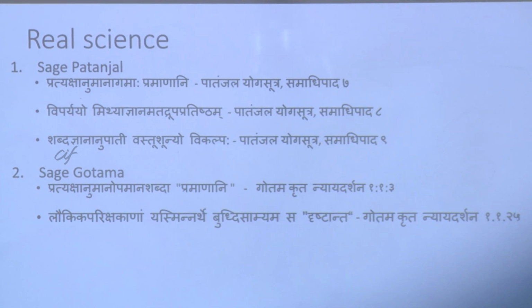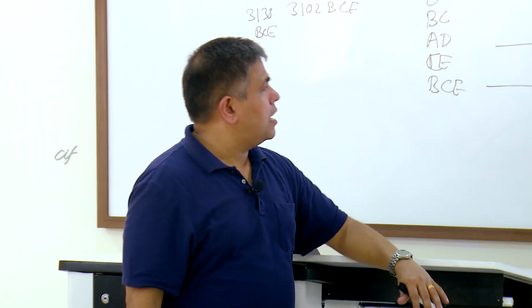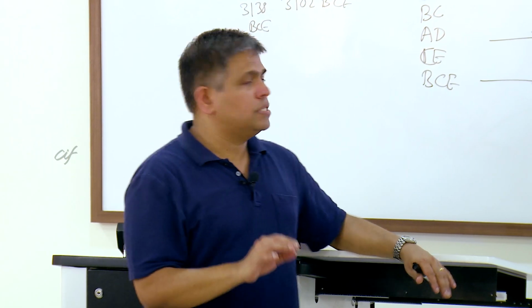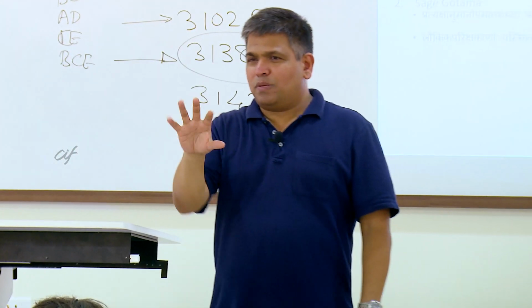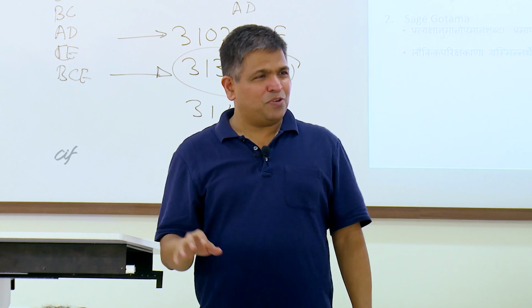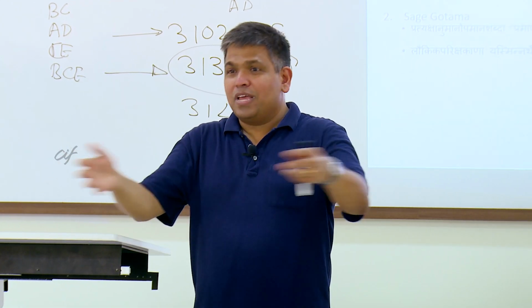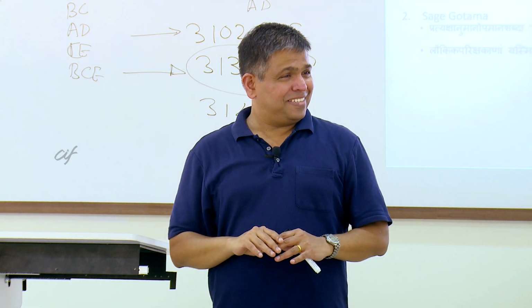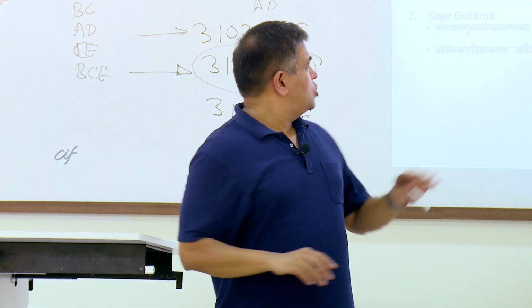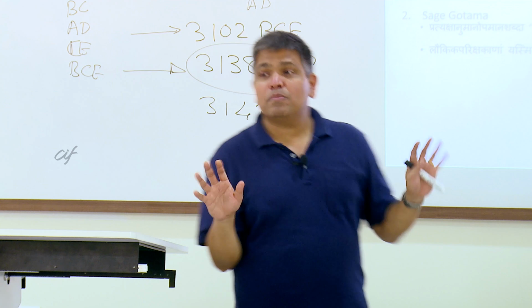Drishtanta is a very, very important, the allegory. Okay. What is the definition? Laukika parikshakanam yasmin arthe buddhi samyam sadrishtanta. We talk of, sometimes a tough subject is not understood. What do we do? We give a simple example. If I say vada pav, vada is not there, everyone understands. That is a drishtanta, in a way. So, laukika parikshakanam yasmin arthe buddhi samyam sadrishtanta.